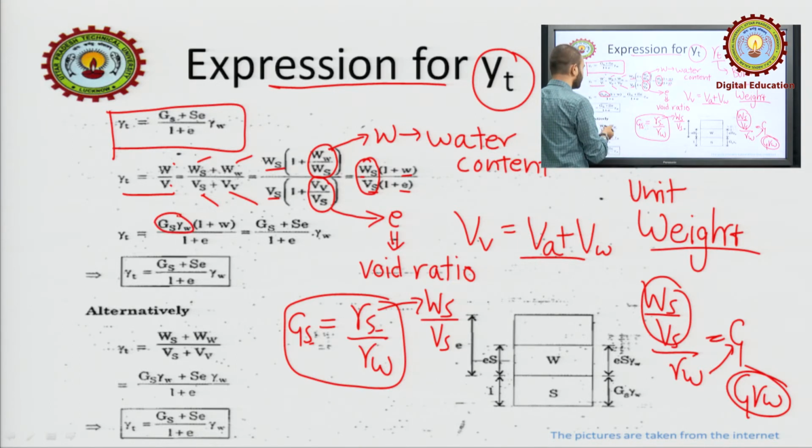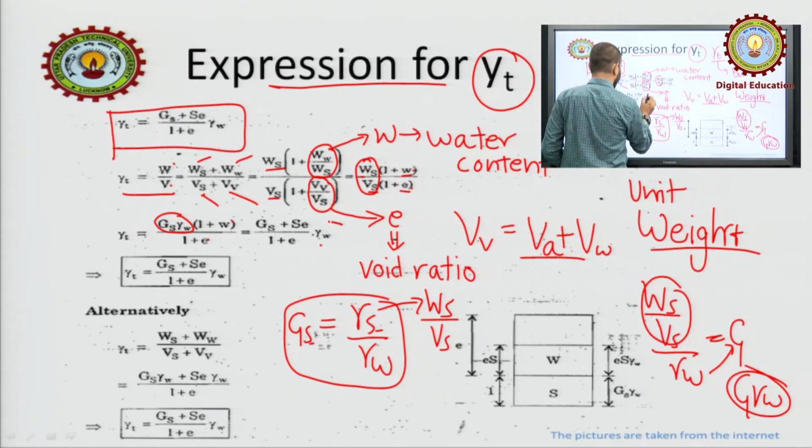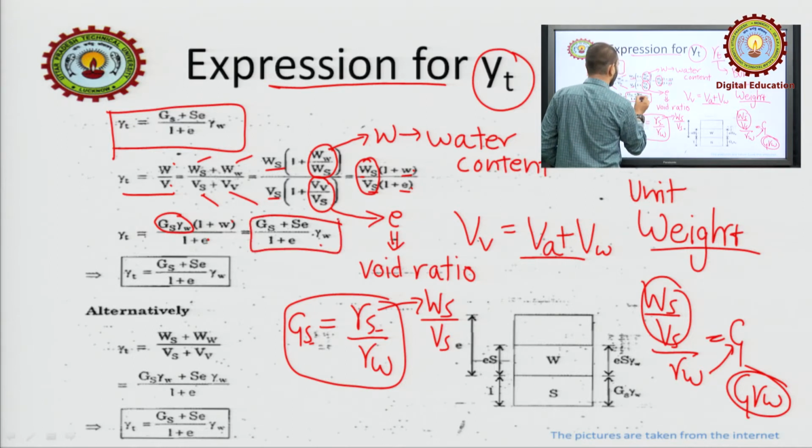This is the same thing, and the other parameters are the same: 1 plus w is here and 1 plus e is also here. Finally, we multiply this Gs gamma w inside and we get Gs plus Se, into gamma w, upon 1 plus e.